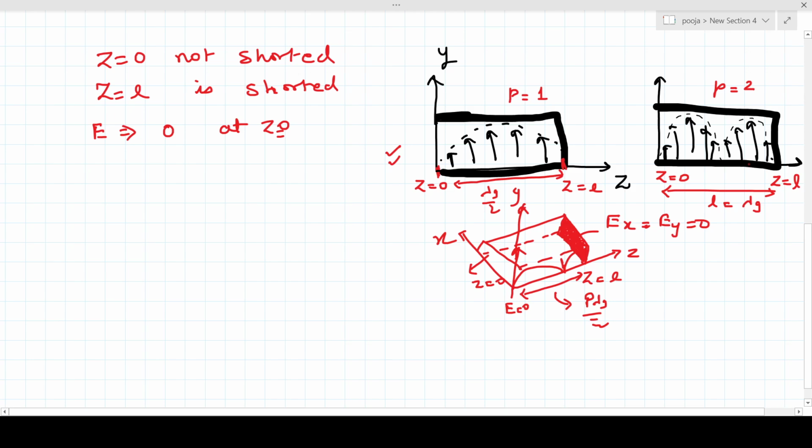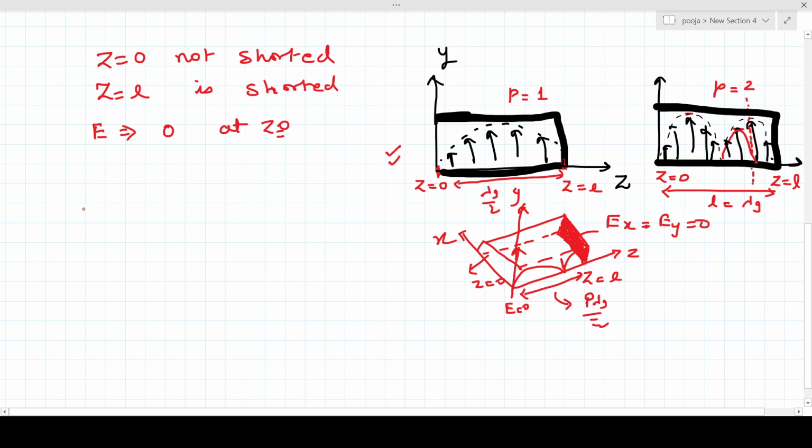If this is not lambda g by 2, it will eventually lead to 0 here. Please understand what I am trying to say. It will become 0 here. This magnitude will be higher, this magnitude may be lower, or it will not be the appropriate standing wave pattern. So in order to have the appropriate standing wave pattern within this structure, this length is considered as a multiple of lambda g by 2.